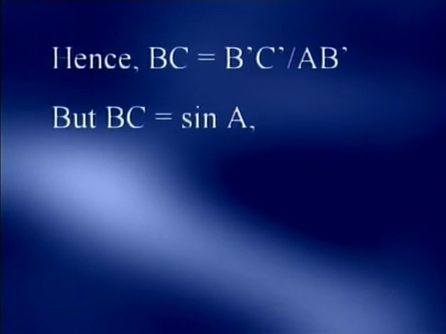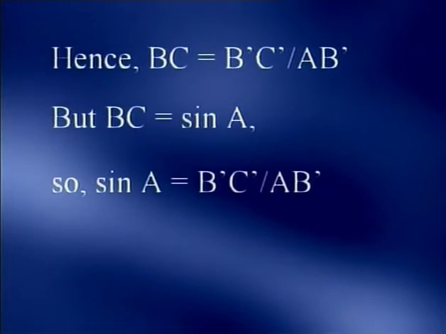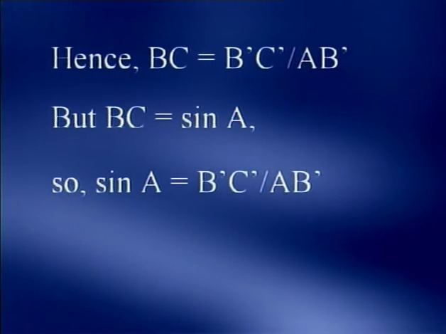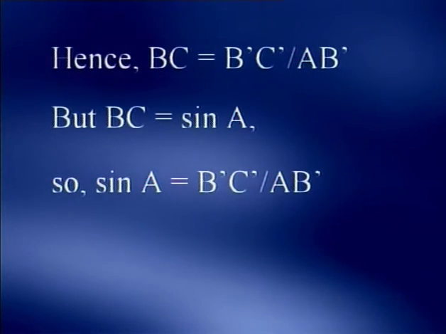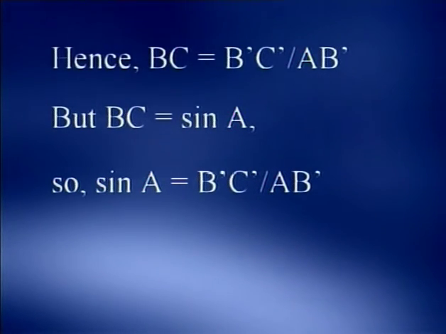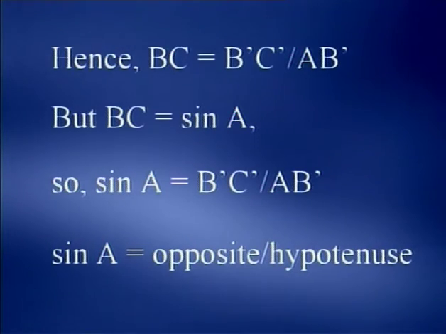Sine is half of the chord. Sine A is equal to B'C' upon AB'. This result is most easily remembered as the sine of an angle in a right triangle equals the opposite side divided by the hypotenuse. Let us consider the standard notation of a triangle once again.